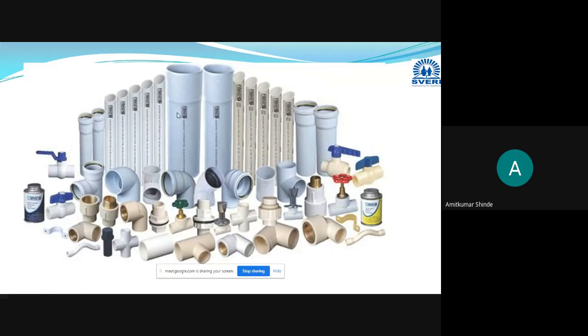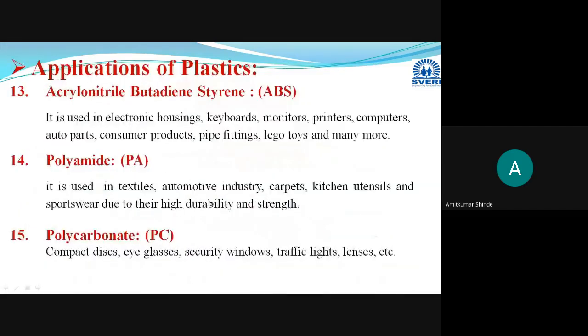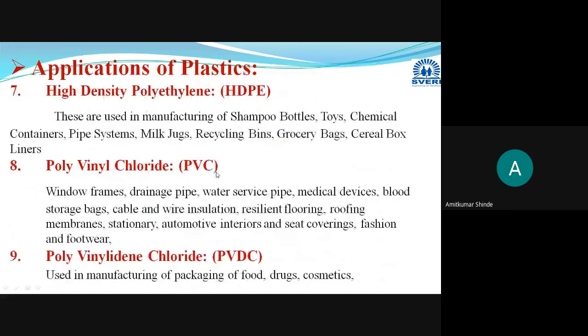It may be in the form of a pipe, a coupling, or these T-shaped joints. All these are manufactured from PVC. This PVC is nothing but polyvinyl chloride. Drainage pipes, or water service pipes. Then other important applications of polyvinyl chloride: window frames are manufactured. Then drainage pipes and water service pipes, which I have already told you.